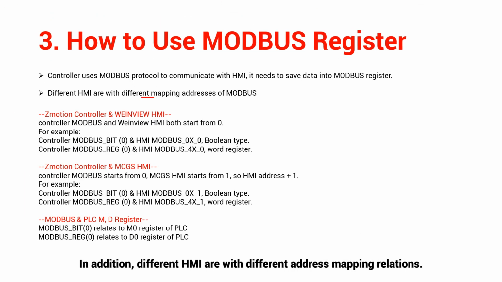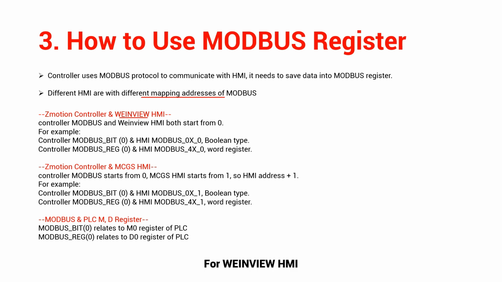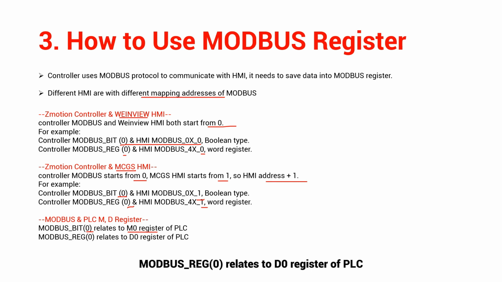In addition, different HMIs have different address mapping relations. For WineView HMI, the controller and HMI both start from 0, so they correspond directly. For MCGS HMI, the controller starts from 0 and the HMI starts from 1, so the address is plus 1. Now the relationship with the HMI: there is Modbus in BASIC and registers in the PLC. Modbus bit 0 relates to the M0 register of the PLC. Modbus REG0 relates to register 0 of the PLC.